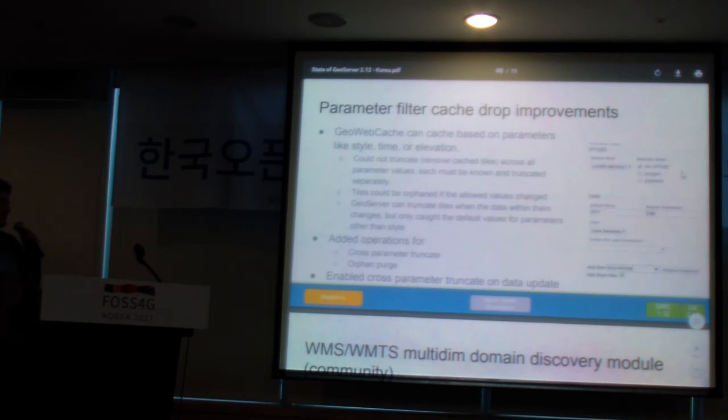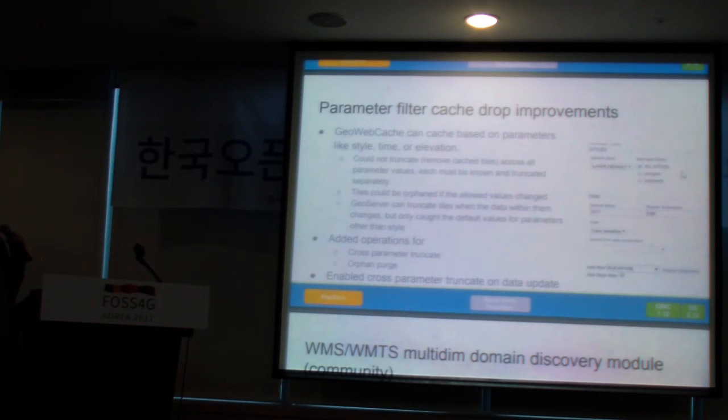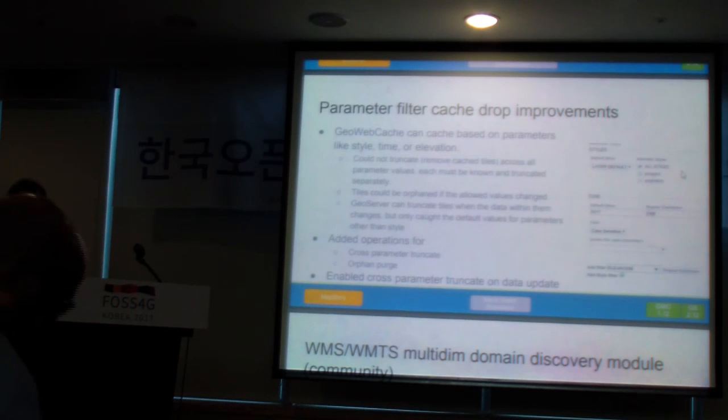This slide is a bit complicated. Let me summarize it quickly. In WMTS, you can have several parameters in the request. Basically, every time you change a parameter, you are generating a new tile cache.